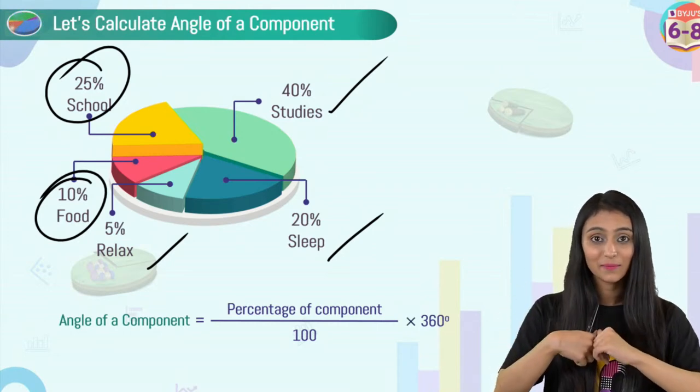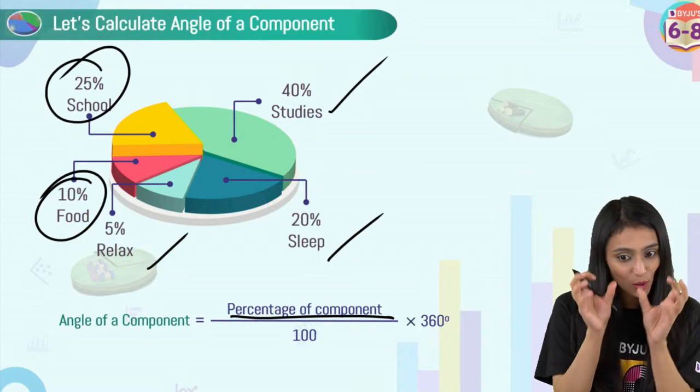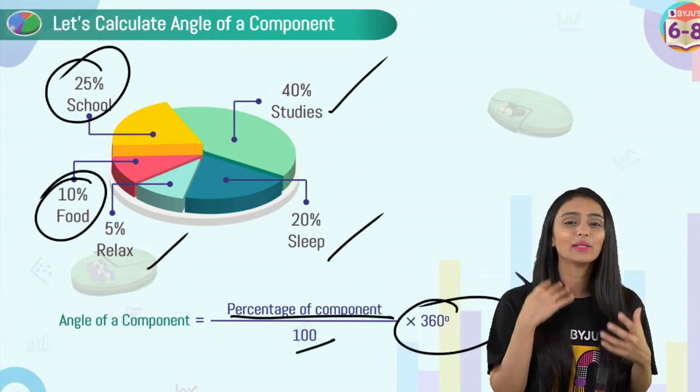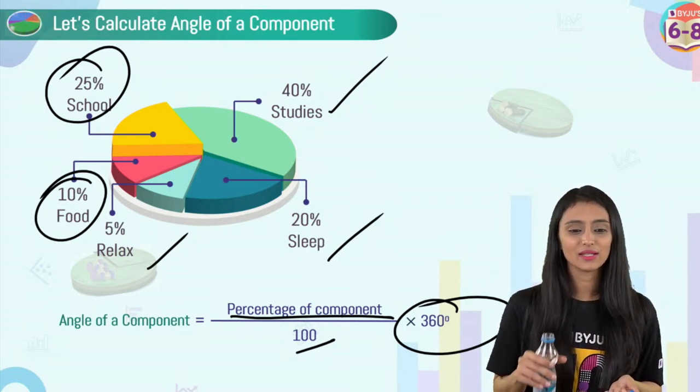All right, so calculate the angle. Now we are going the other way around. Calculating the angle, first you write down the percentage of that component, whatever we are talking about, upon 100 into 360 degrees. Can anybody tell me why we are using 360 degrees over here? Why 360 degrees?